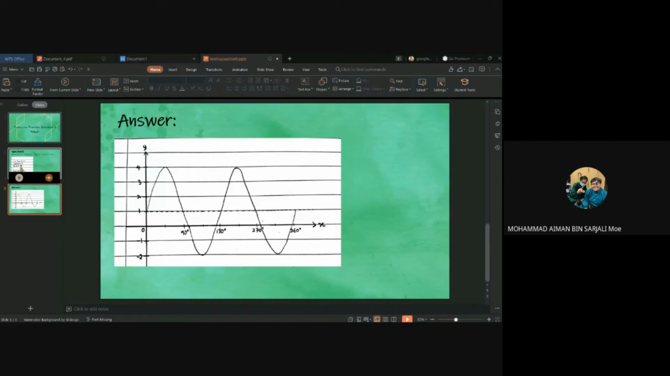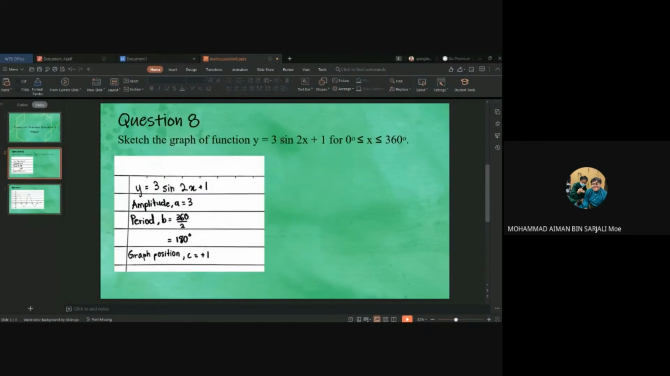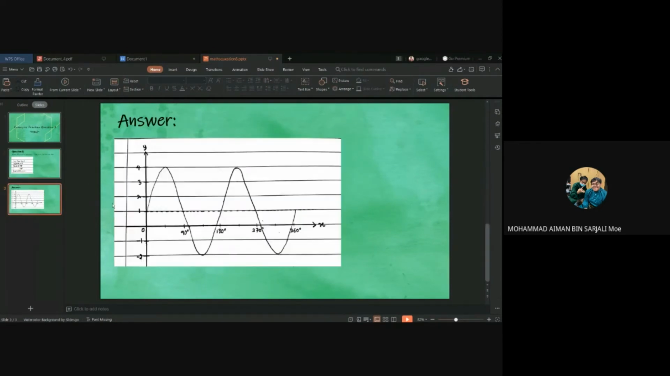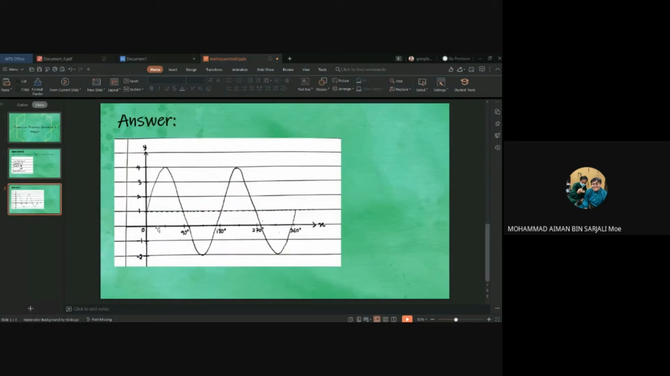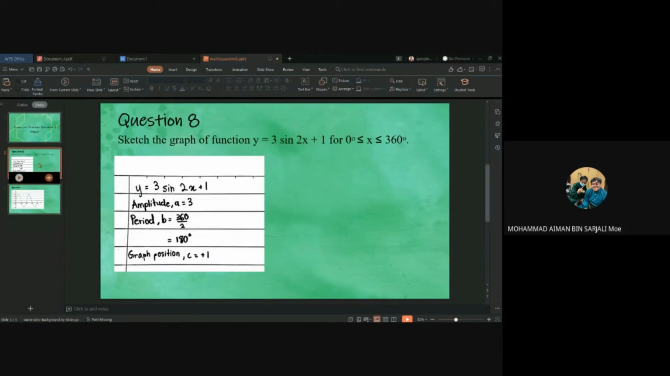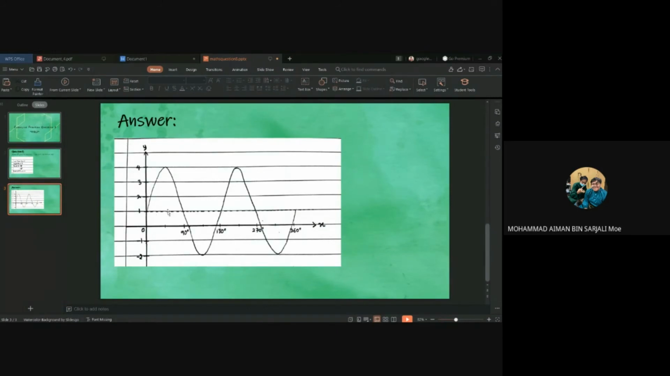So from this one, we know that this is a sine graph, so we have to start our graph from 0. But from here, the graph position, we have to move the graph up one time, so it will start at 1. Next, we know that the amplitude is 3, so 1 plus 3 is 4, and 1 minus 3 is -2. So the maximum point is 4 and the minimum point is -2.